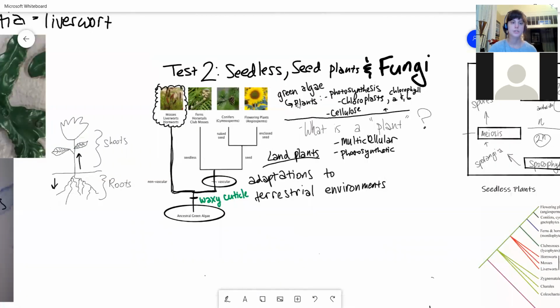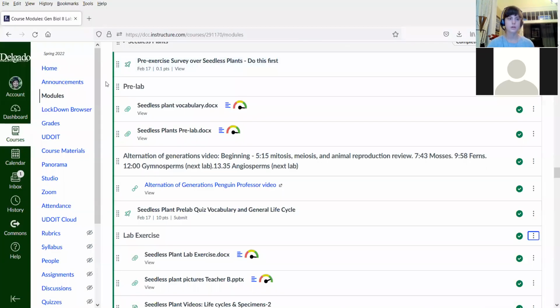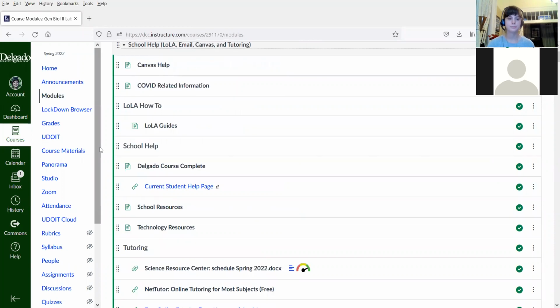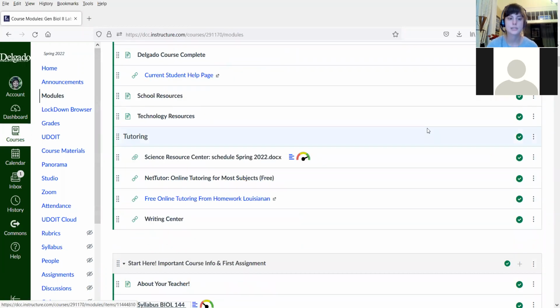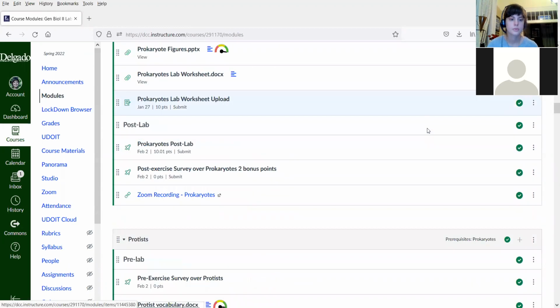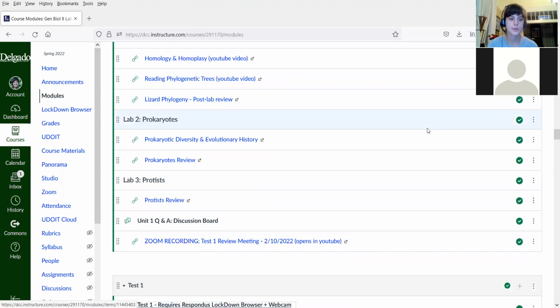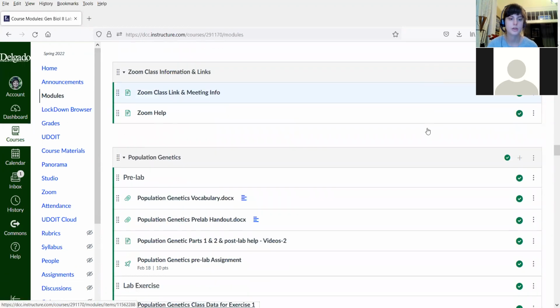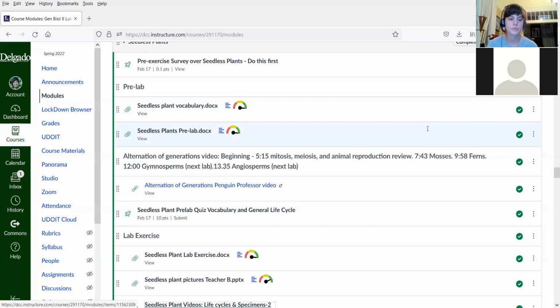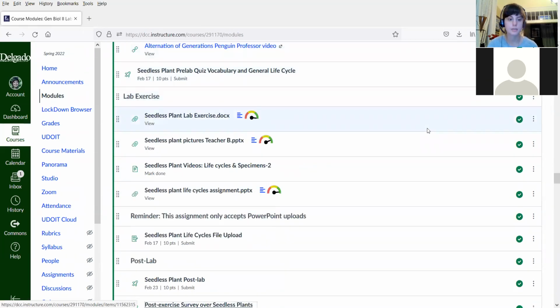So let's take a look at the module real quick because I want to point out some things. So you should have already done the pre-lab stuff. If you haven't, just start there. A lot of pre-lab information, and we're going to talk about the weird life cycle thing real soon. But yes, good. So what's going on here for the exercise? The pre-lab is normal. It just asks you questions about what's in the pre-lab handout. We'll talk about population genetics before the end of the lab.